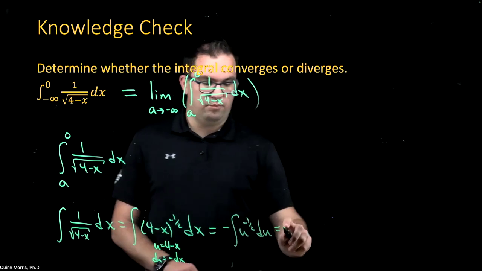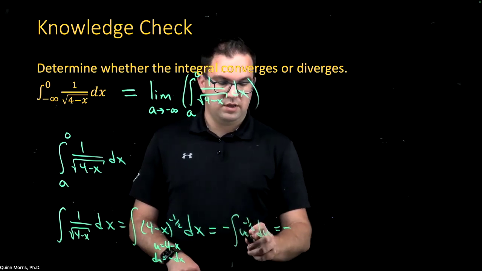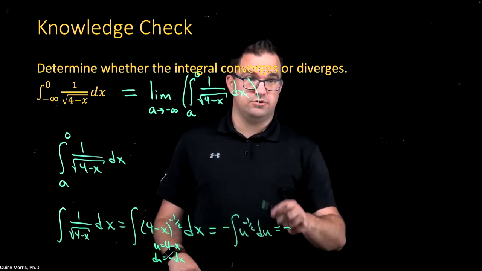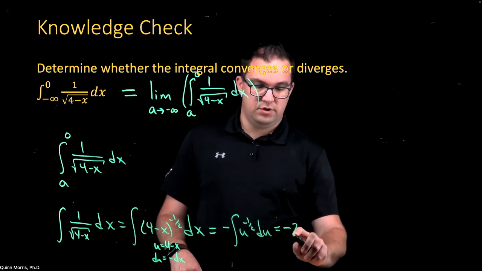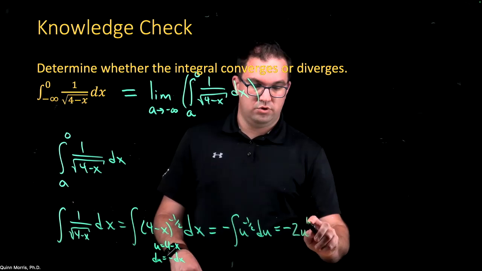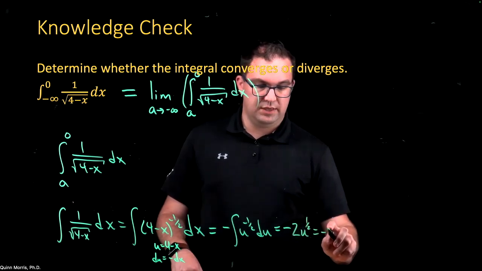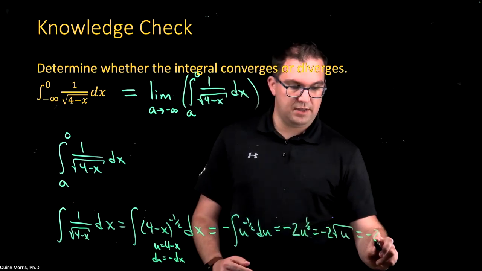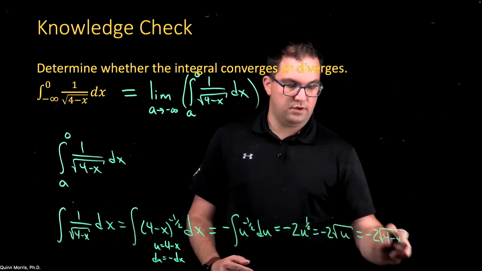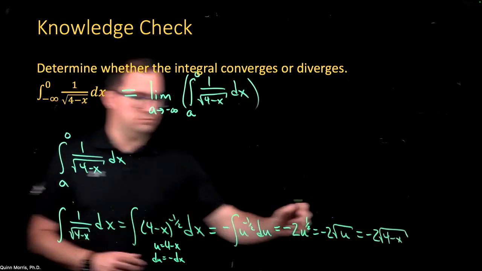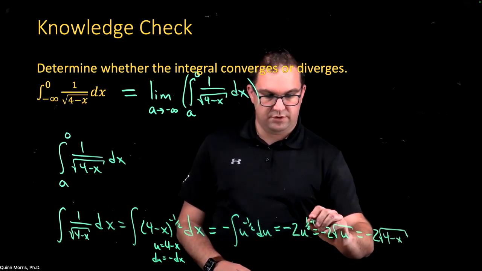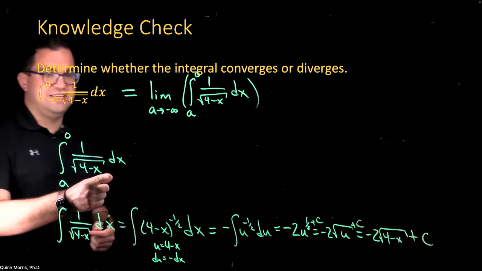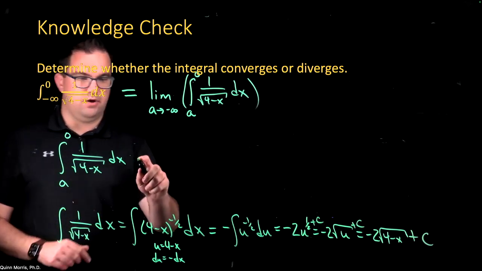And now this is just a power rule problem. So this is the minus we carry along. Now we increase the power by 1. So we get u to the 1/2. Divide by the new power. So divide by 1/2 is the same as multiplying by 2. So we get -2u to the 1/2, which is really -2 square root of u. But remember, I made up u, so this is really -2 square root of 4 minus x. All right. Oh, I should say, oops. Once I took the integrals here, right, these should all have a plus c. Okay. But now up here, I just need an antiderivative. So I'm going to choose c to be 0.